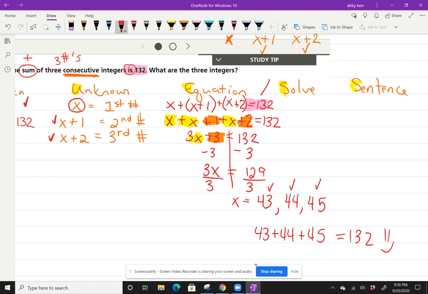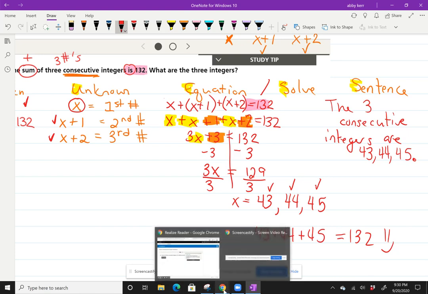So in your sentence, you could write: the 3 consecutive integers are 43, 44, and 45. Now, in your book, I'm going to switch my screen again.